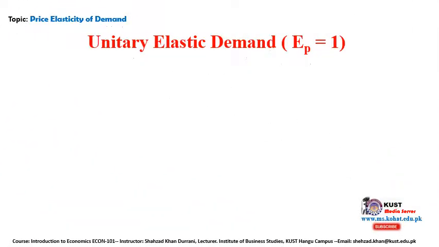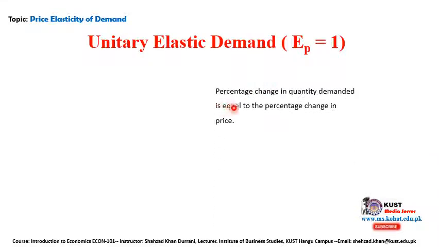Now the next one, we have the unitary elastic demand, where EP is equal to 1, not equal to 0, not less than 1, not greater than 1, but equal to 1, right? What does it mean? It means unitary elastic demand, and it means that the percent change in quantity demanded is equal to the percent change in price. So whatever the change in the quantity demanded, the same goes for the percent change in the price. So EP is equal to 1 here, and we call it the unitary elastic demand, right?